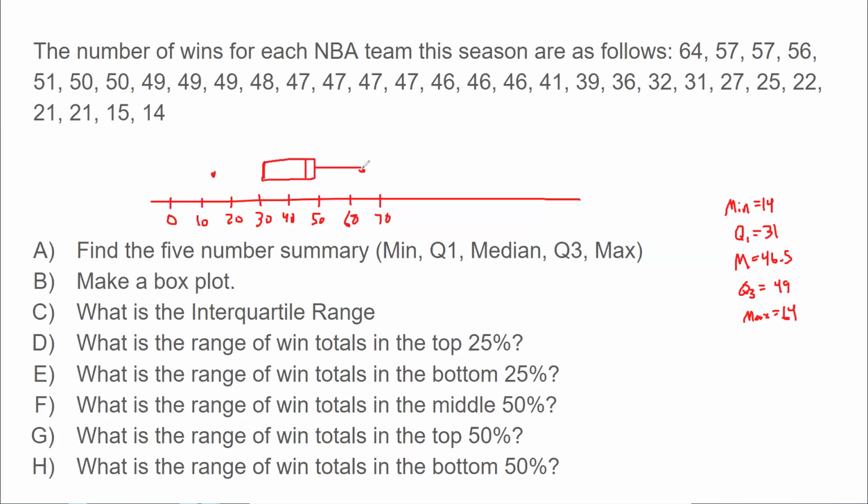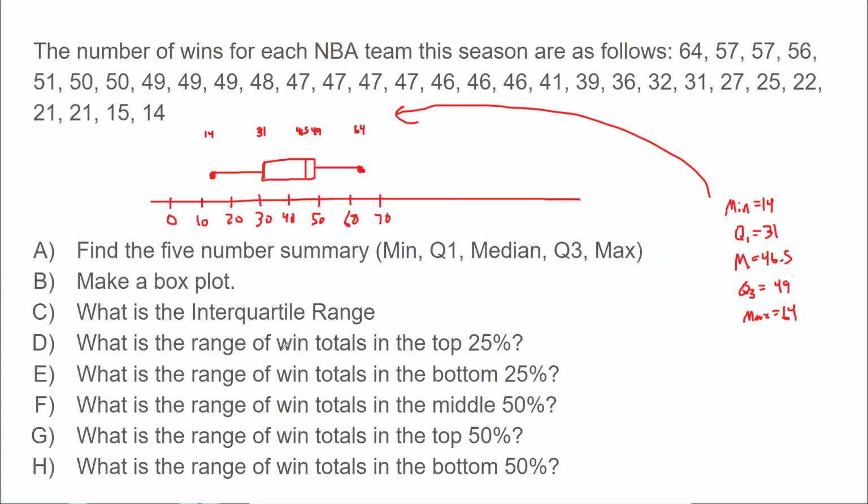So there is our box plot. Right? So again, this is 14. This is 31 here. This is 46.5, and then 49, and then 64. These are the numbers we're using here.